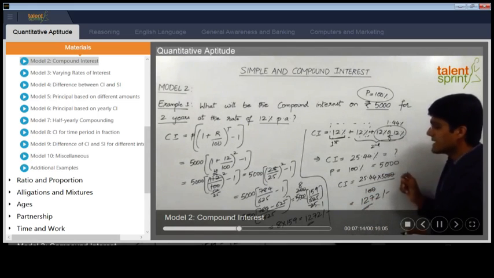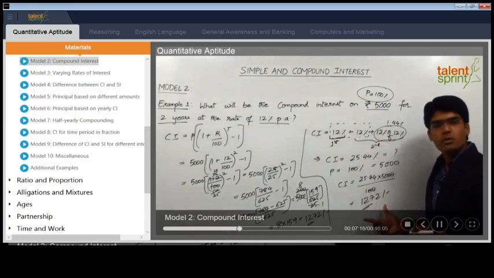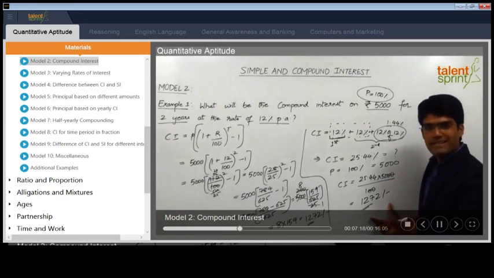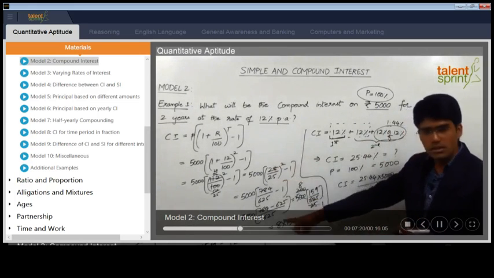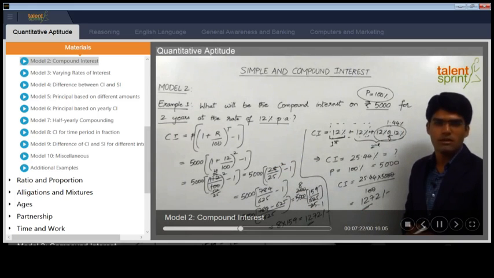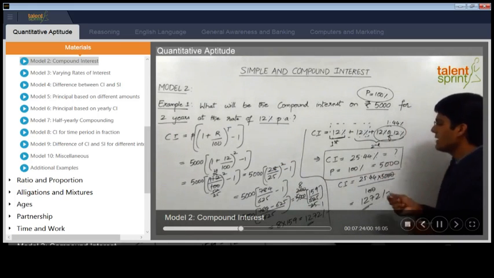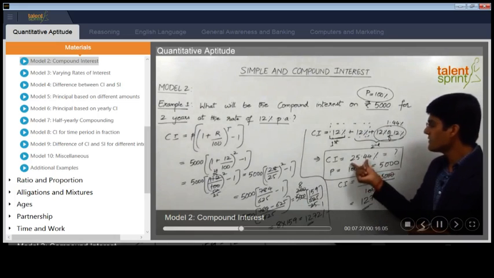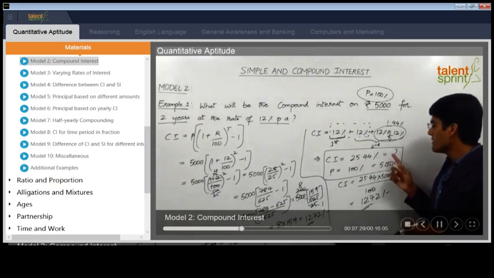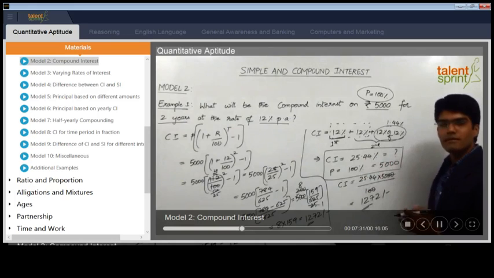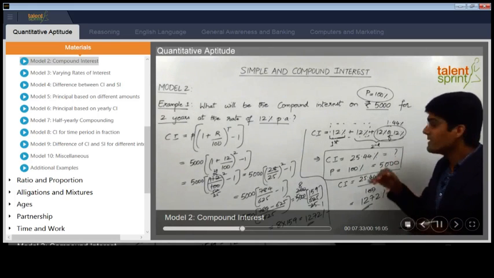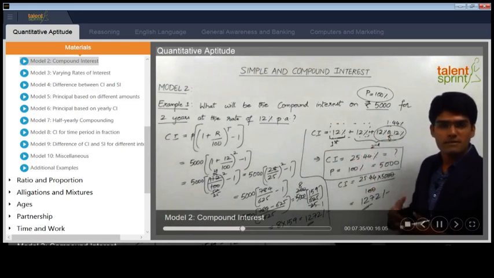So as you can see here, comparatively, this way of doing the calculation is much faster and easier when compared to the general procedure which uses the formula. The only step which has to be written on paper is this one, that the compound interest will be 25.44%, which has to be calculated, and 100% is 5,000. Let us now understand how can this calculation be done in a much simpler way.